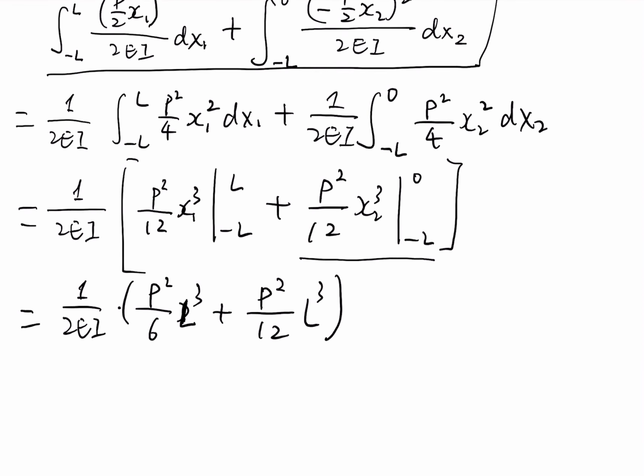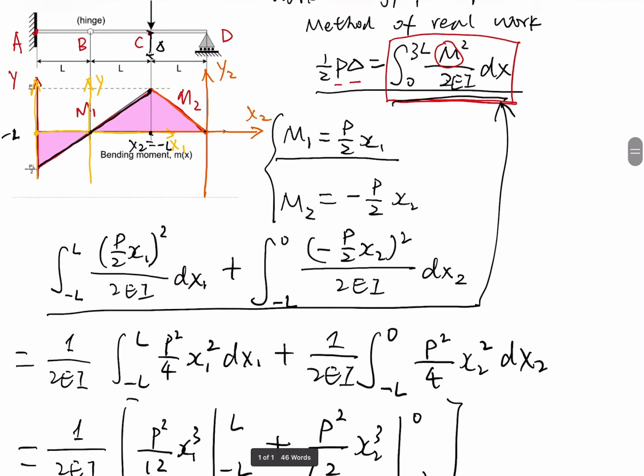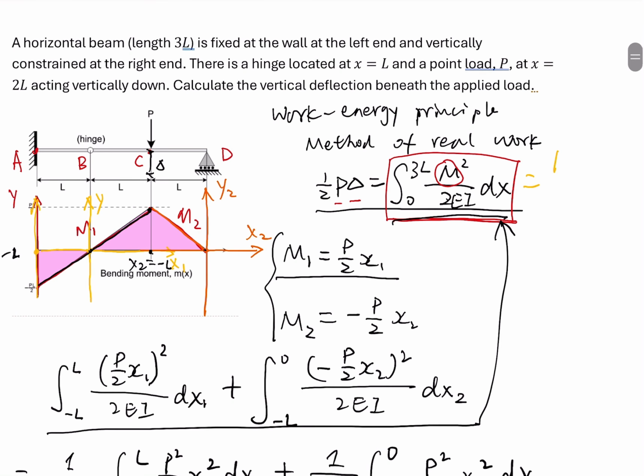Then we find the result. Evaluating this, we have 1 over 2EI times the sum, which gives P squared L cubed over 8EI. So this is the final result here, and this is the equation.